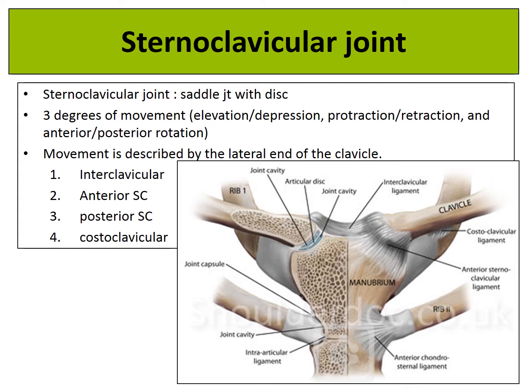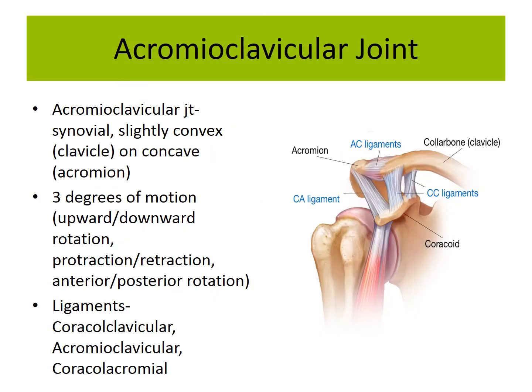You also see listed there, as a reminder, the ligaments that are at and supporting the sternoclavicular joint. The acromioclavicular joint, also within the shoulder complex, is a synovial joint, and it does have a slightly convex surface of the clavicle on a concave surface of the acromion.